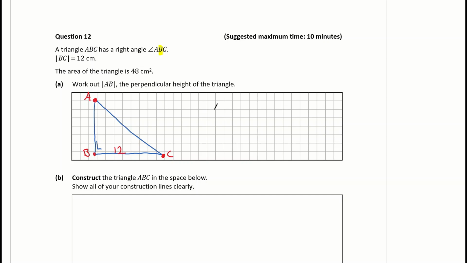Now we know that the area of a triangle is found by multiplying a half, the base, by the perpendicular height. That's how we get the area. So filling all that in, we have 48 as my area, half times my base, which is 12, and multiply that by h. Well, that's what I need to find. I'm trying to find the height, or AB in this case, on this triangle.